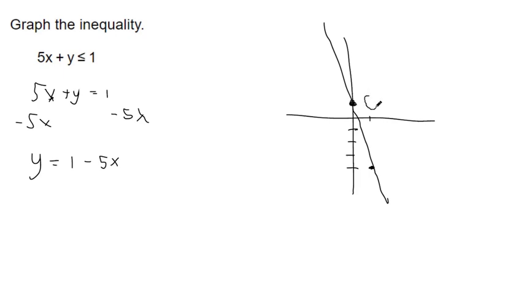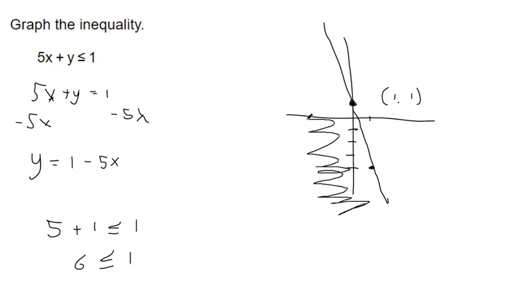So 1, 1 right here is a test point that's clearly on the right side. If I plug in 1 for x and 1 for y, 5 times 1 makes 5. Plug in that 1 for y. I get 6. Is 6 less than or equal to 1? That's not a true statement, right? So I shade this side. Okay.